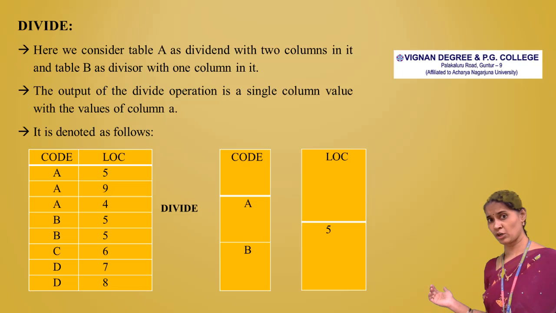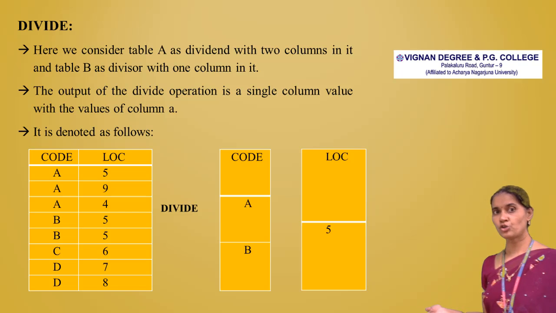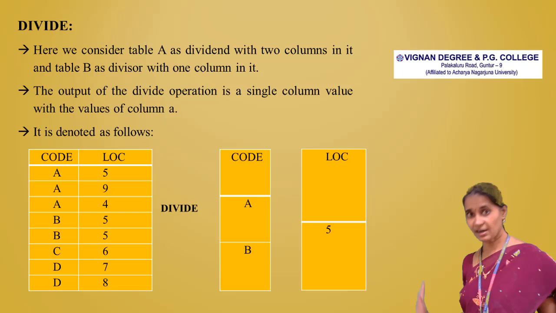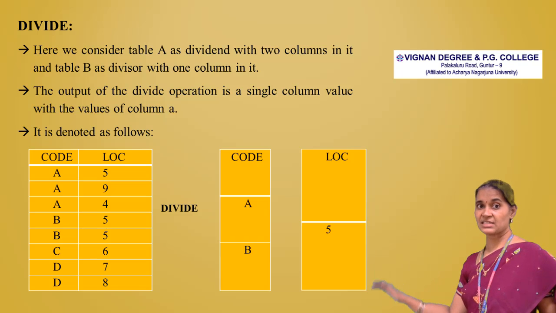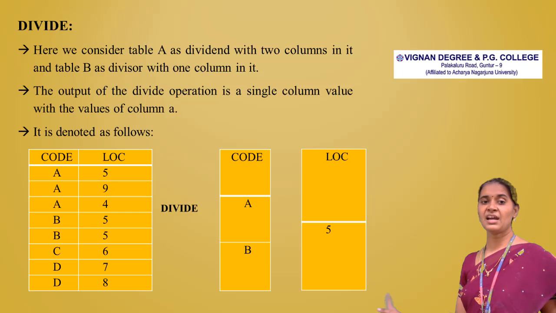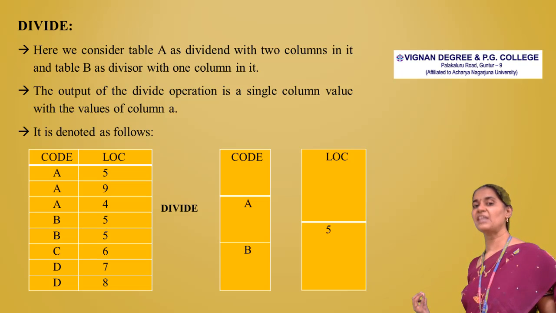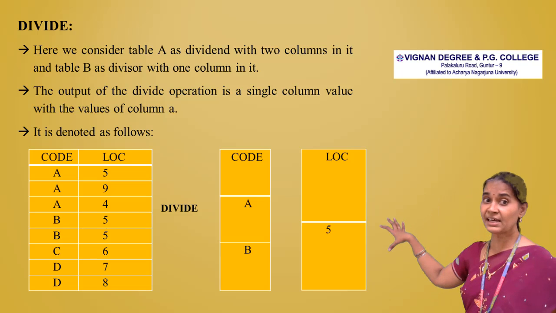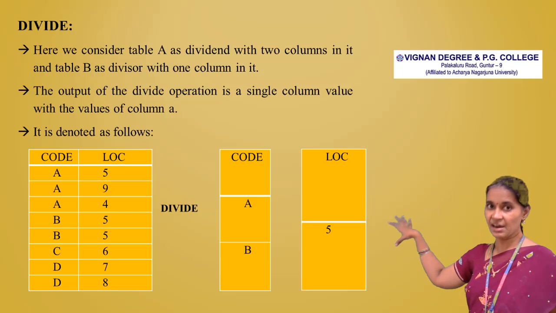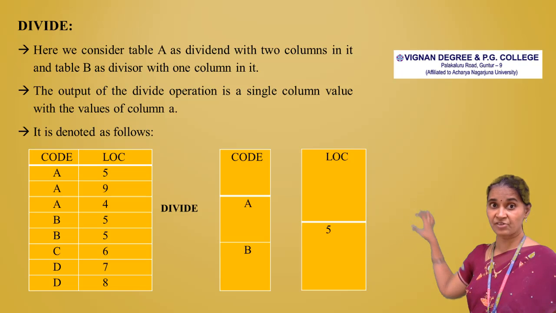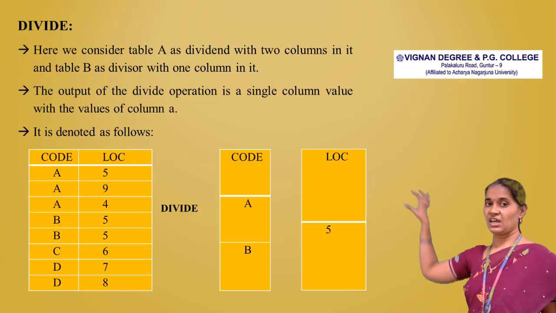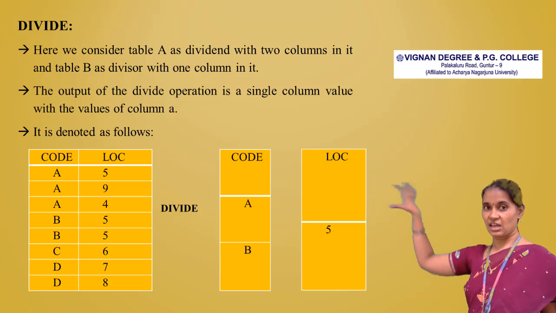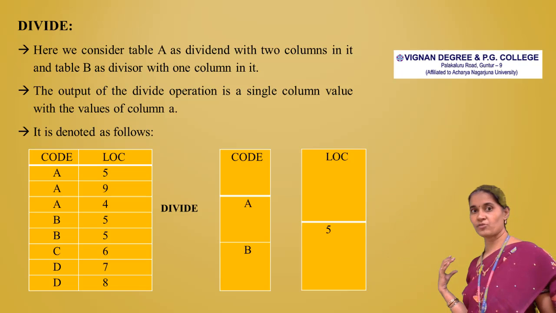In the second table I am going to consider A and B. Now what should I do? I should divide table A by table B. In table B I have A and B only, so from table A I skip C and D, because here I need to divide only with A and B. Now if I look at the rows of A and B, there is a common location for A and B. What is it? It is 5. So the output will be 5.